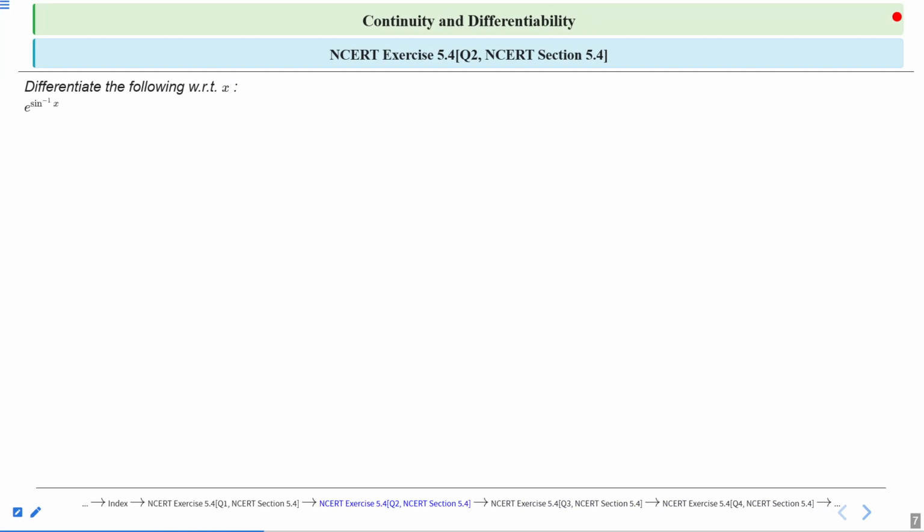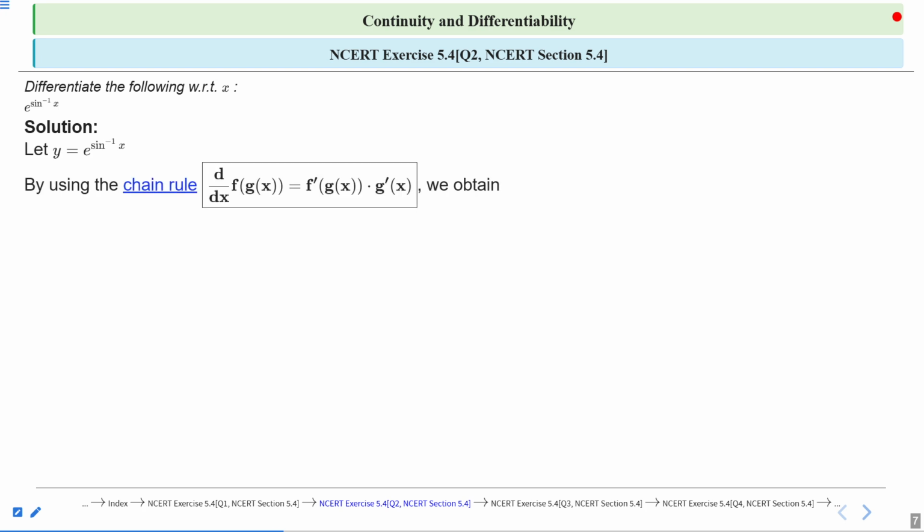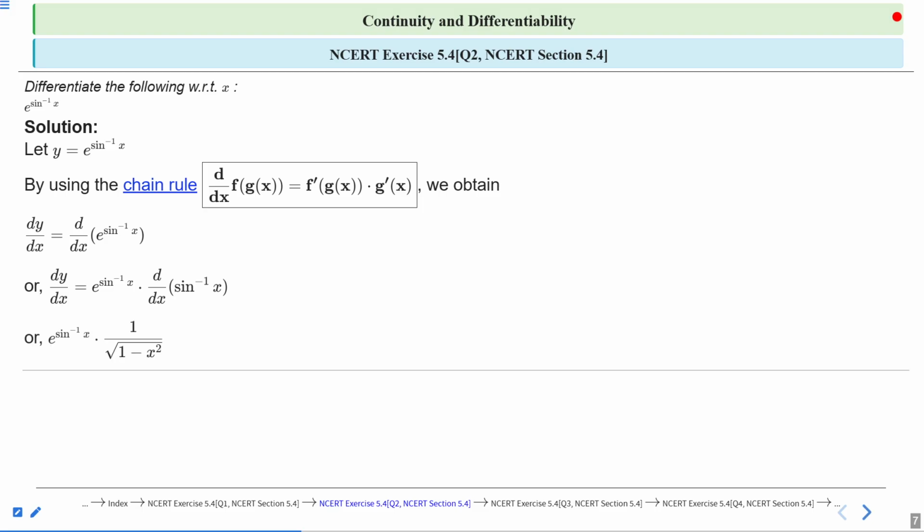We have to basically differentiate e to the power sine inverse x, right? So let us see the solution part. Let y is equal to e to the power sine inverse x. By using chain rule, d upon dx of f of gx will be equal to f dash gx into g dash x, right? Therefore, we obtain dy upon dx will be equal to d upon dx of e to the power sine inverse x, right? So dy upon dx will be equal to e to the power sine inverse x into d upon dx of sine inverse x, right? Or e to the power sine inverse x into 1 upon root over 1 minus x square, right?